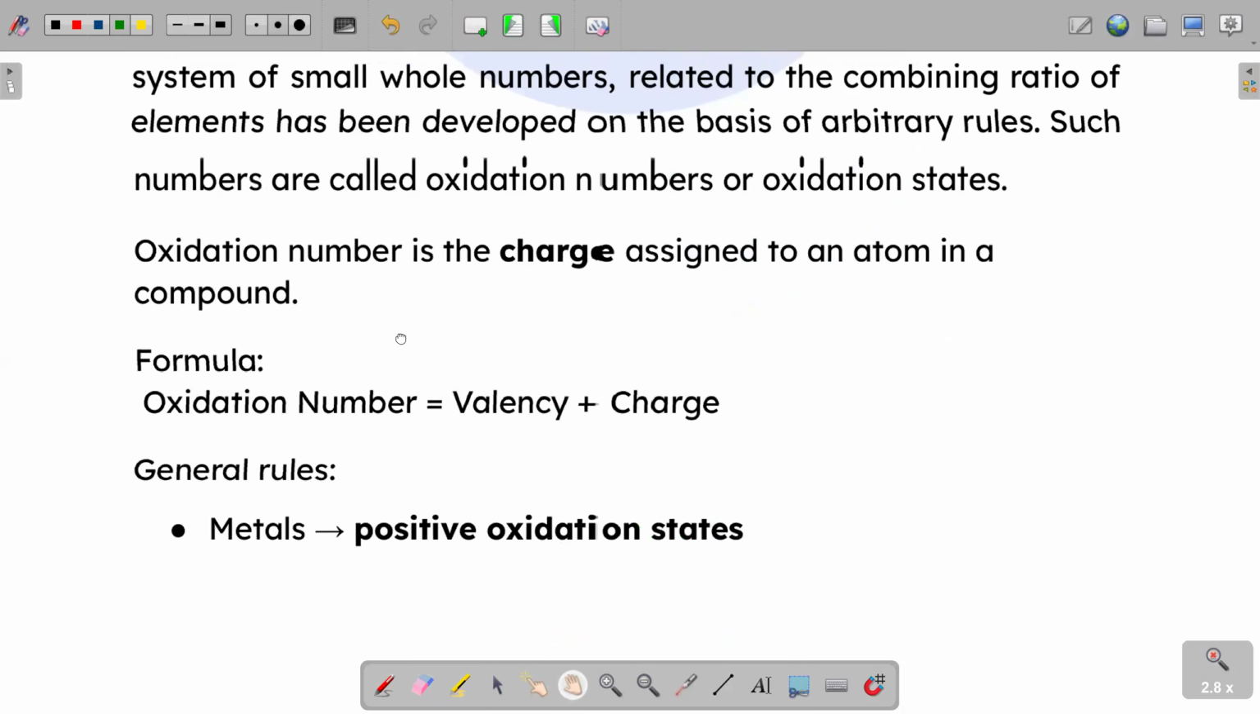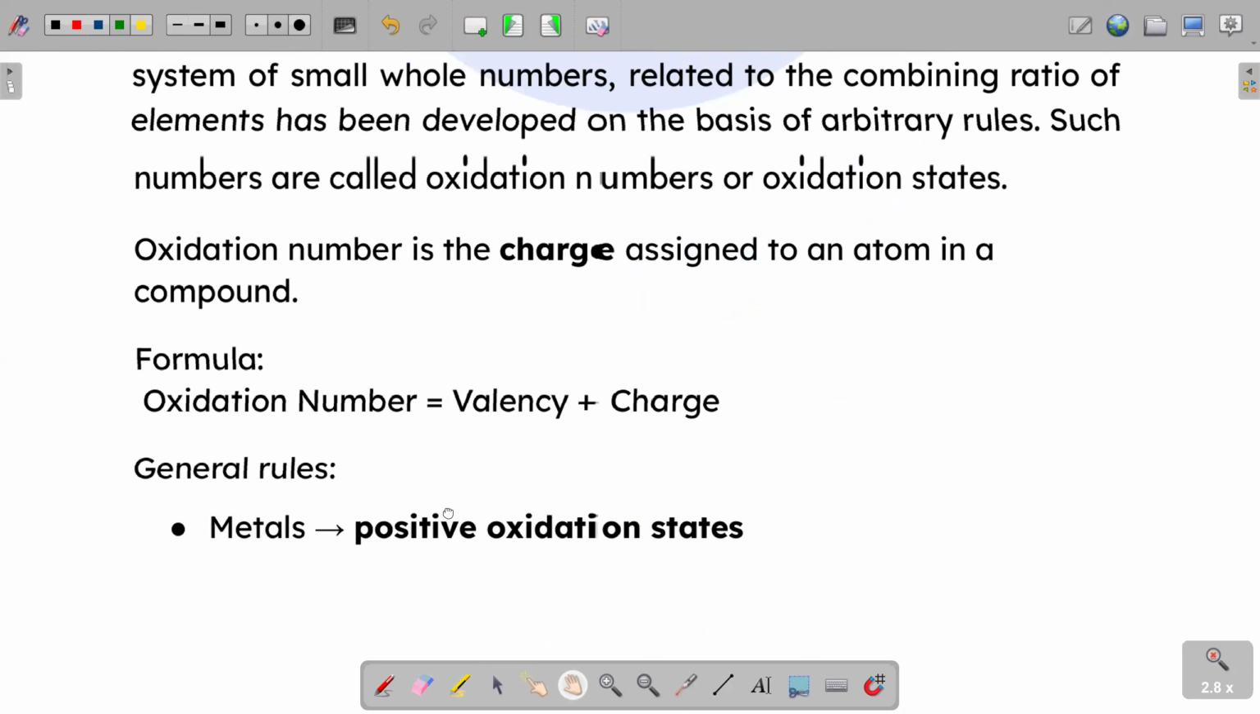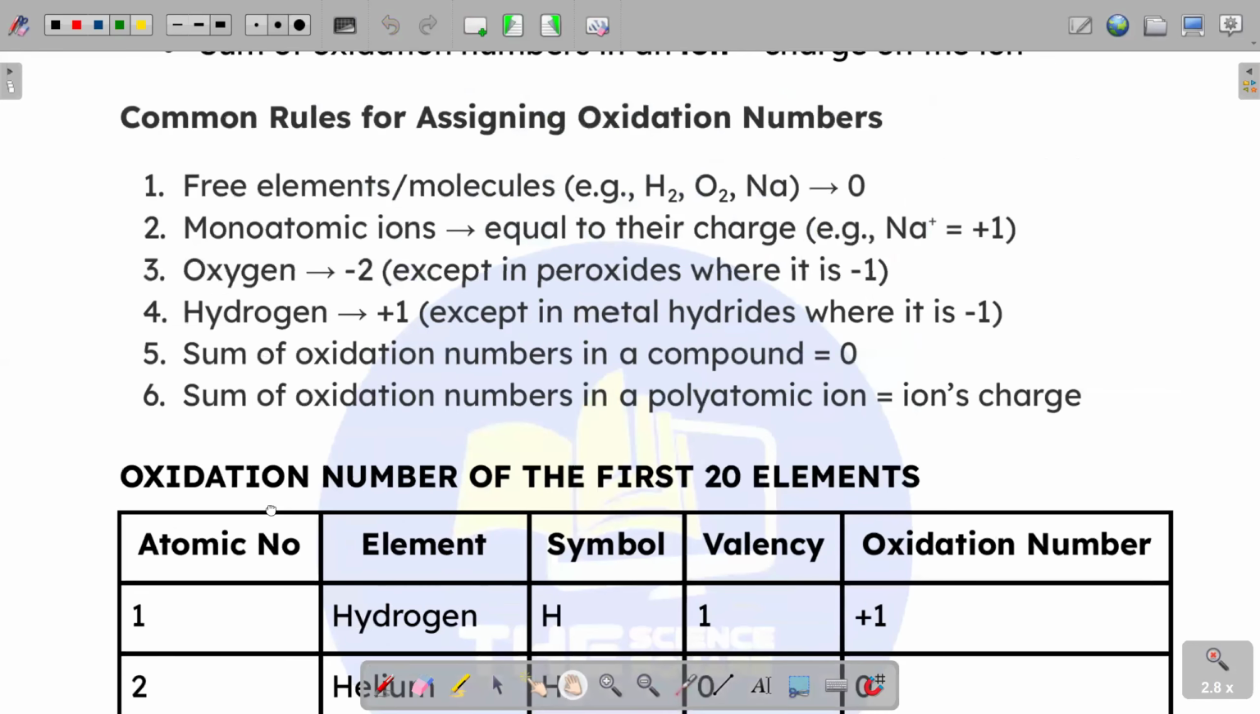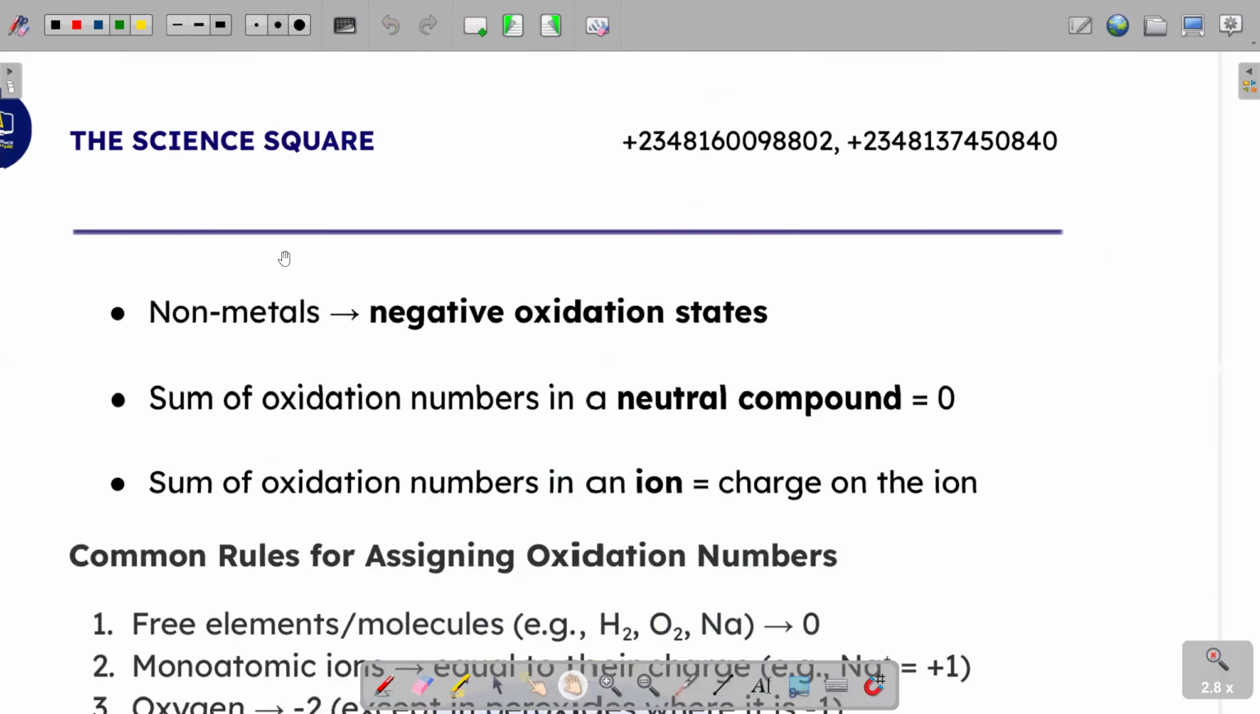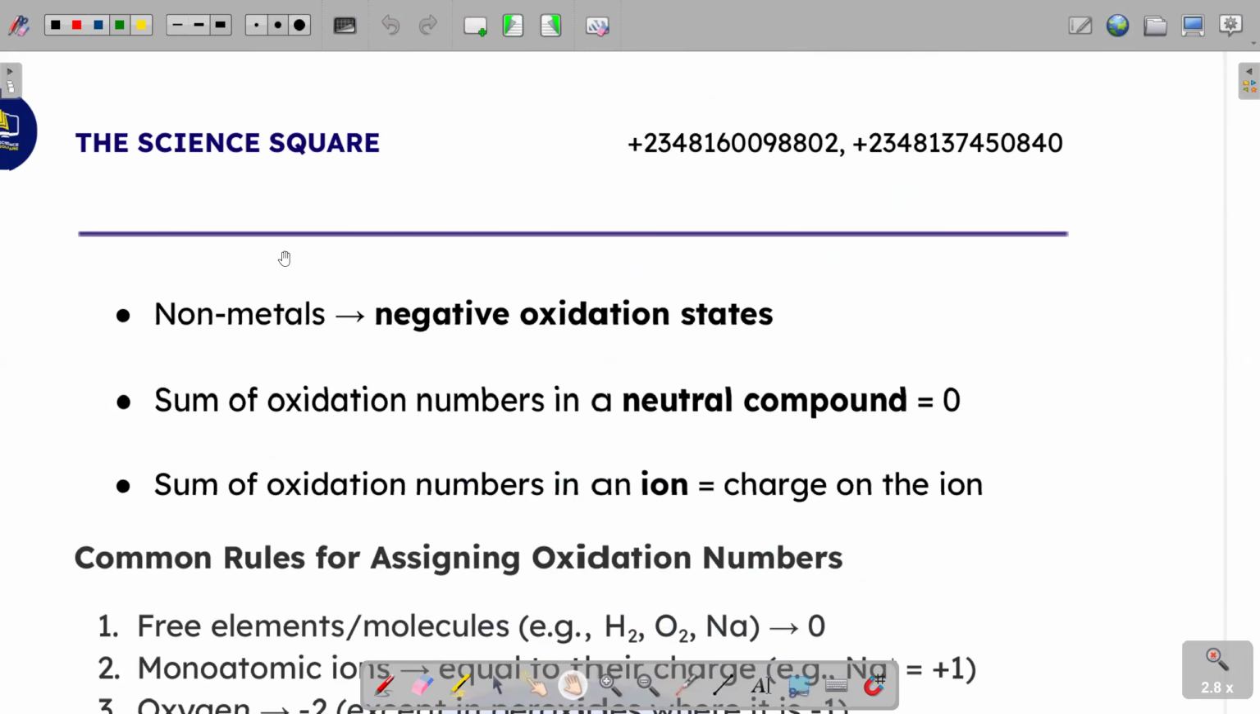Now, as we have said, metals usually possess positive oxidation state, while non-metals usually possess negative oxidation state. Okay, and whenever you have a neutral compound, we have an oxidation state of 0, the oxidation number of a neutral compound. For example, if you have water, water has no effective charge in this case, so its oxidation number is 0. H2SO4, there's no charge, it's a neutral compound, so its oxidation state is going to be 0.